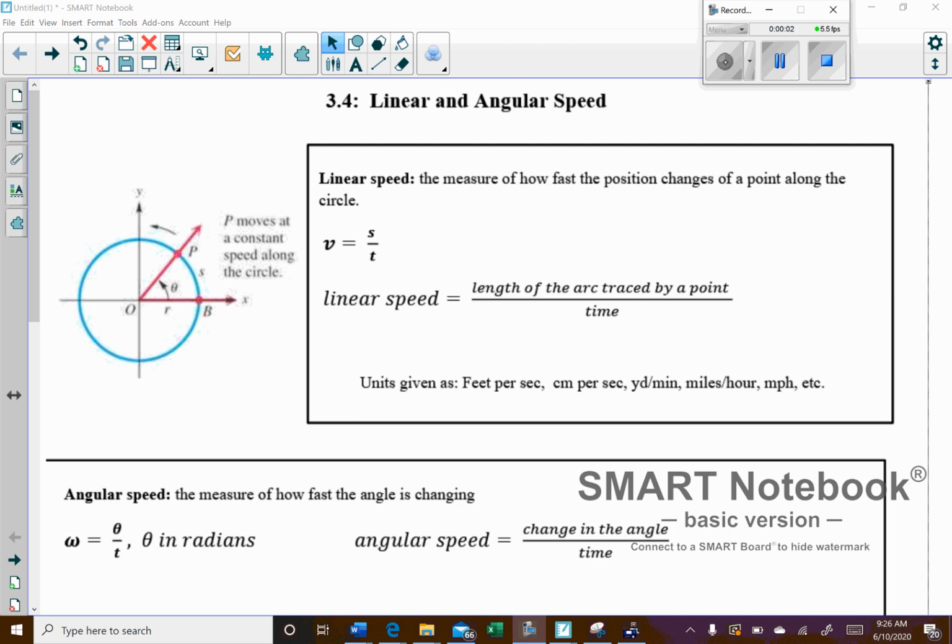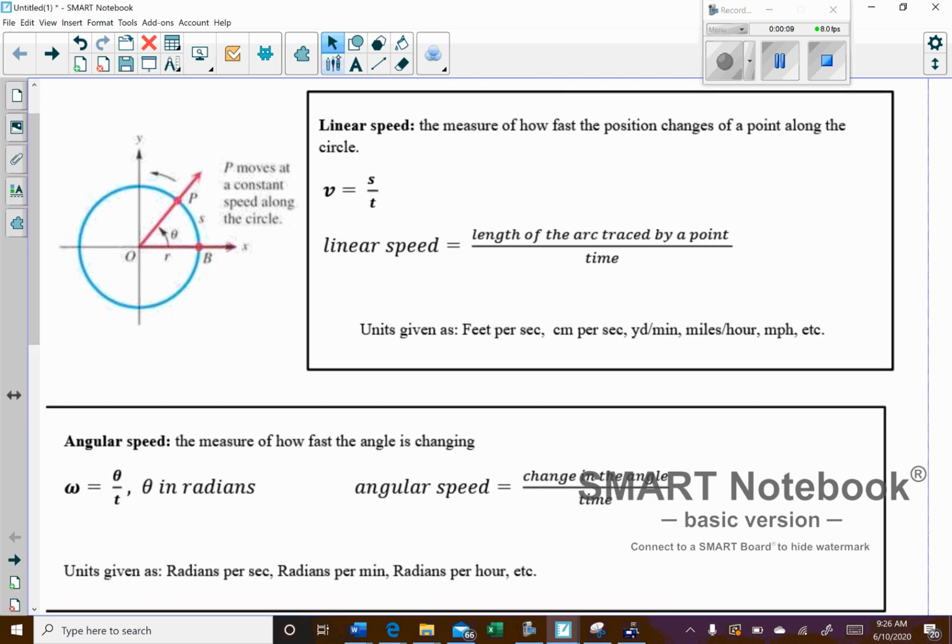Okay, so 3.4 is going to look at linear and angular speed. Looking at this picture right here, linear speed is, if you have a circle and you put a point on the edge and trace it, just that distance over time, and that's what you see with this formula. We typically use V to indicate linear speed, so it's arc length divided by time, so distance over time.